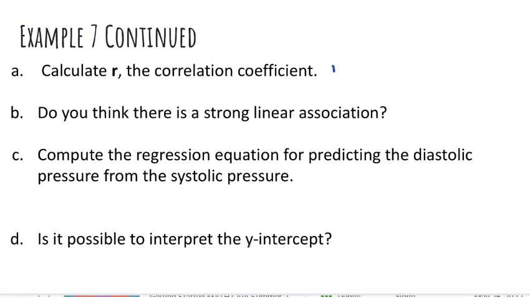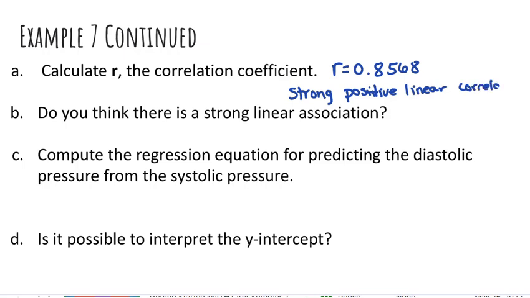Okay, so are we ready to check your answers? I got R equals 0.8568. I would say this is strong because it's very close to 1, a positive linear correlation. Do I think it's strong? Yes. Compute the regression equation. The regression equation, I believe, is y equals 0.5748x plus 9.1828.